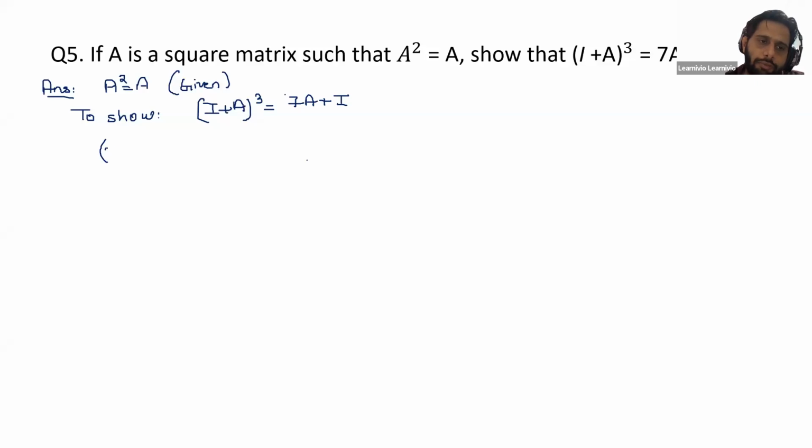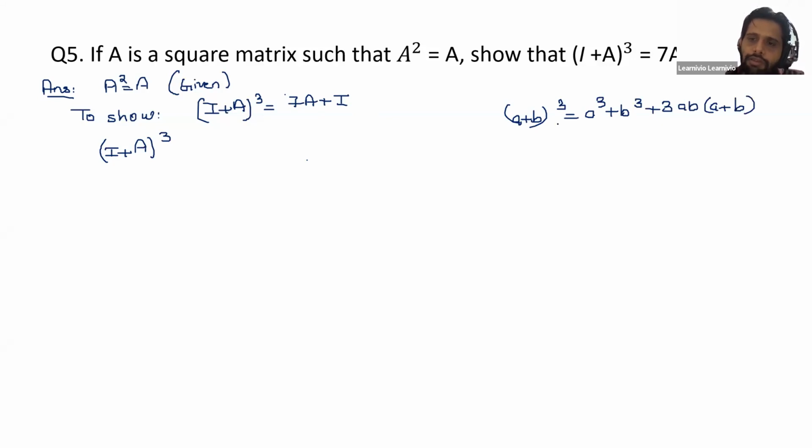We will just put the formula of A plus B whole cube. What is the formula for A plus B whole cube? This is A cube plus B cube plus 3AB into A plus B. Okay, we will apply this formula. So this is equal to A cube, that means I cube, plus B cube, that means A cube, plus 3A into B, into A plus B, that means I plus A.